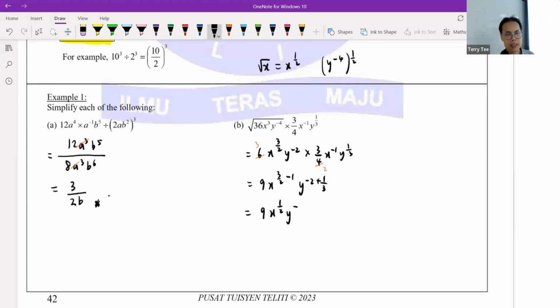y power negative 2 times 3 is 6, minus 6 plus 1, minus 5 over 3. You can leave it like this, or you can bring the y down, up to you. Actually, it's not necessary. If you want, you can do that. You don't want, it's fine. If you want to write in this form, also okay.